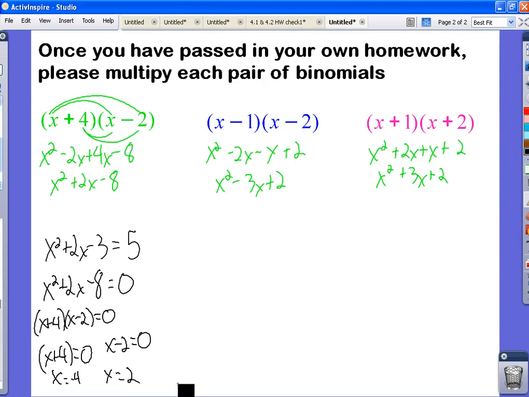Let's try again. Throw up another one. X squared minus 3x plus 9 equals 7. X squared minus 3x equals negative 2. If we subtract 7 from both sides, we get 0 on the other side.